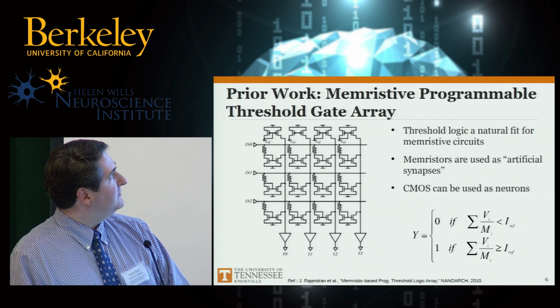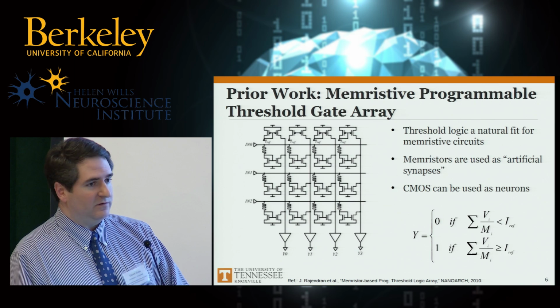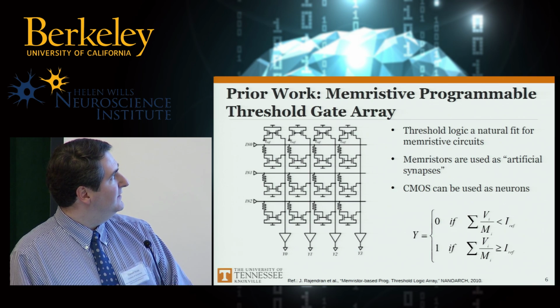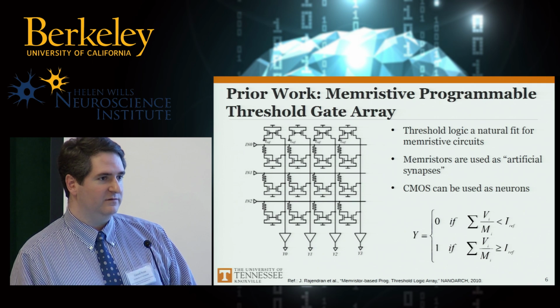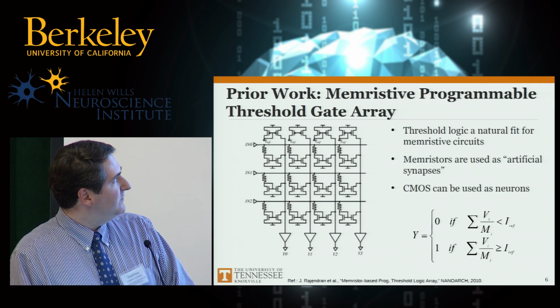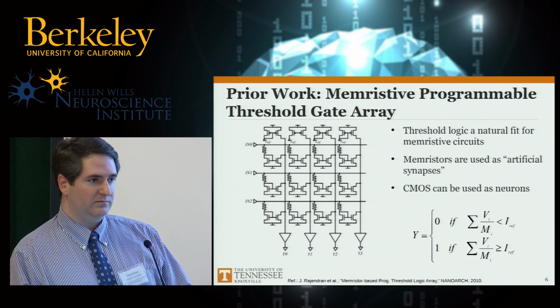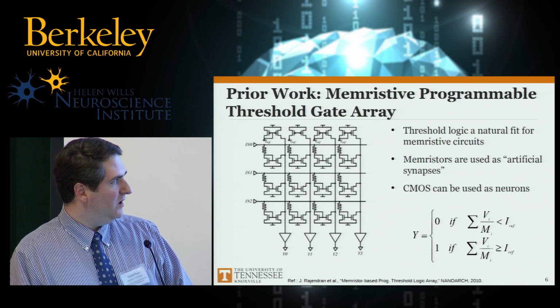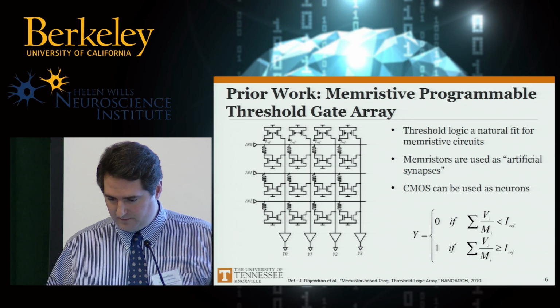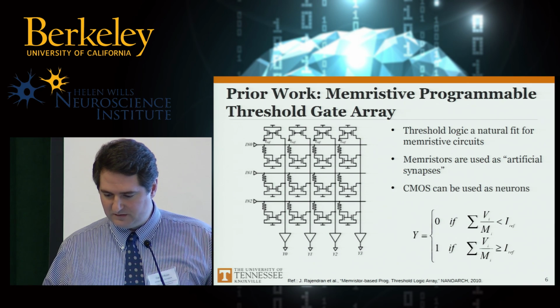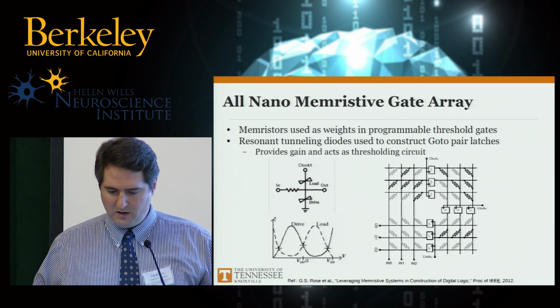Here you have multiple inputs, and the memristors, as I described them, are artificial synapses. In this case, each cross point will have these little current mirrors, so 2 transistors with our memristors. They reflect the current, we'll sum up the current on the column, and we have a reference current that we're going to use to act as the threshold. So if we're below that reference current, we get a 0. If we're above it, we'll get a 1. So a very basic threshold logic array. In this case, CMOS is used as our neurons.